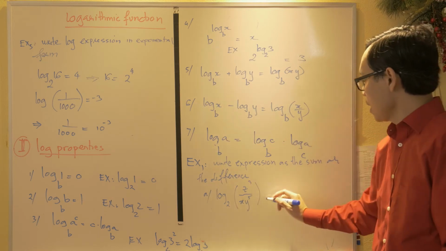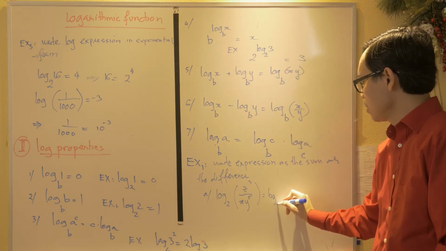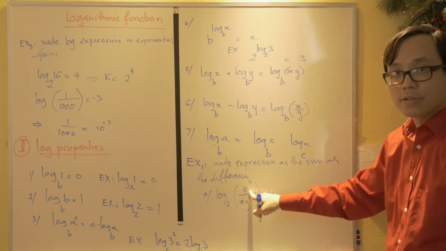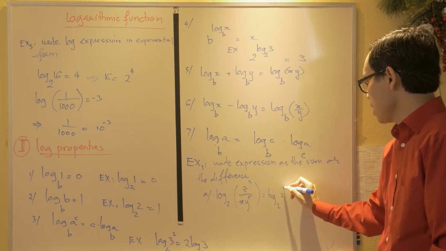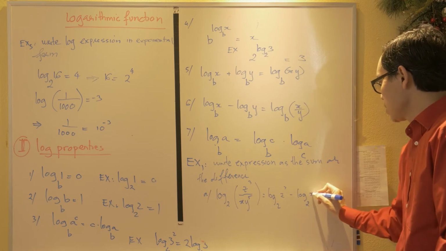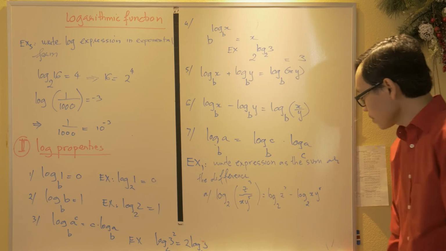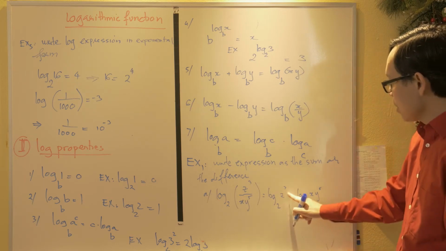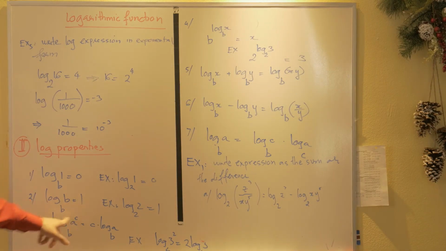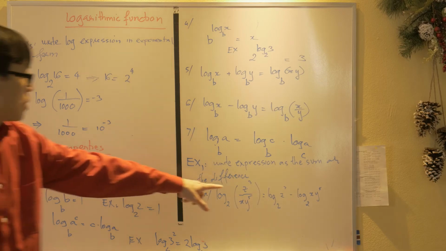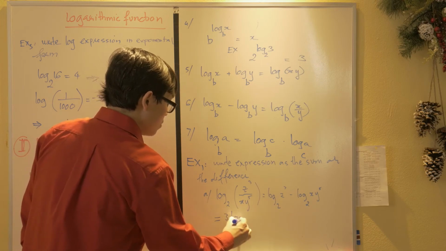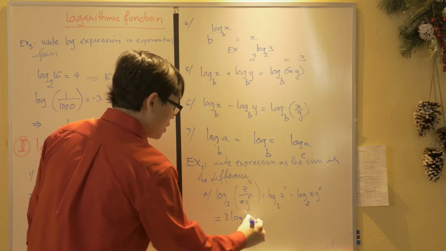So this base 2, I can write as log base 2 of the numerator. The numerator here is z to the third power, so log base 2 of z to the third power, minus log base 2 of x y to the fifth power. Log base 2 of z to the third power, I can use this formula. I can bring c to the front, c in this case being 3. So I can write it as 3 log base 2 of z, minus.